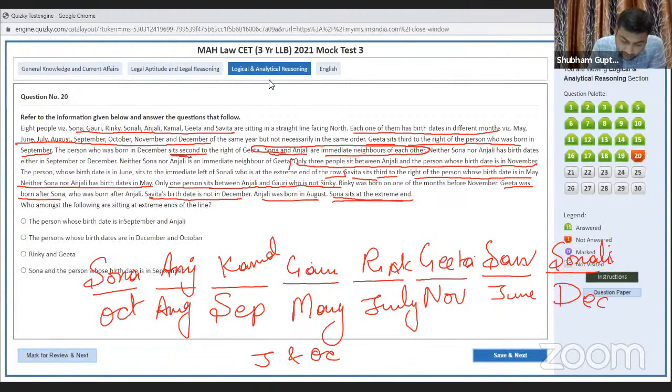Who among the following are sitting at the extreme ends? Sonali and Sona? The persons sitting are September and Anjali? No. The persons whose birth dates are December and October. This should be the answer. B should be the answer. Ricky and Geeta, not possible. And Sona and the person with the birth in September, not possible.